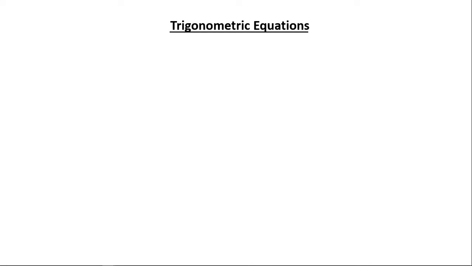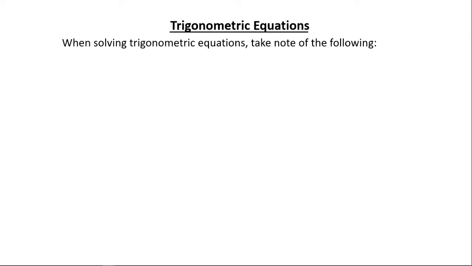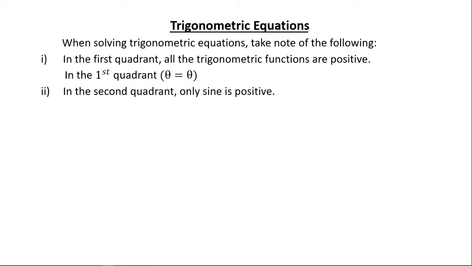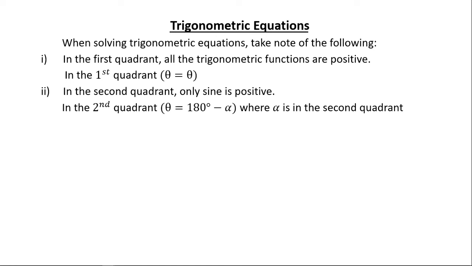Trigonometric equations. When solving trigonometric equations, take note of the following. In the first quadrant, all the trigonometric functions are positive. In the first quadrant, theta equals theta. In the second quadrant, only sine is positive. In the second quadrant, theta equals 180 degrees minus alpha, where alpha is in the second quadrant.